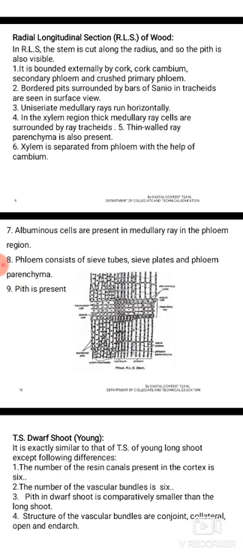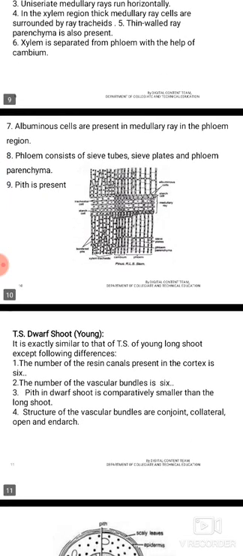Albuminous cells are present in the medullary rays in the phloem region. The phloem consists of sieve tubes, sieve plates, phloem parenchyma, and pith is present.